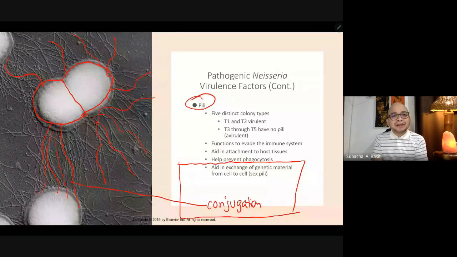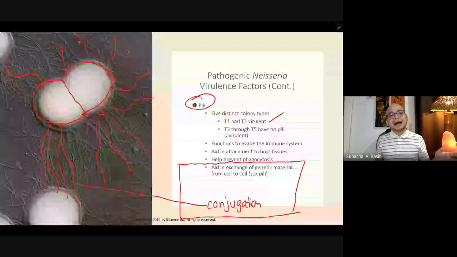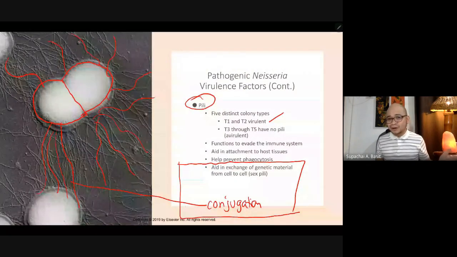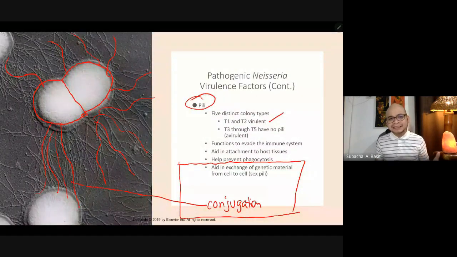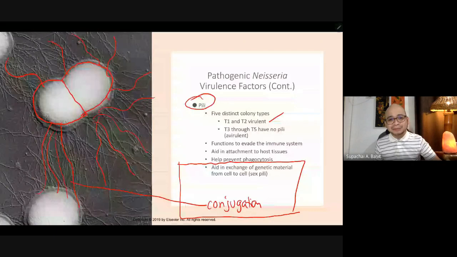There are actually 5 colony types of pili. T1, T2, T3, T4, and T5. T1 and T2 are the virulent type, while T3, T4, and T5 have no pili. So if you'll be able to see colonies of Neisseria, we should pray that the colonies belong to T3, T4, and T5. So later on, we will be discussing how do we distinguish T3, T4, and T5 colonies from T1 and T2. So later on, we will have descriptions for that.